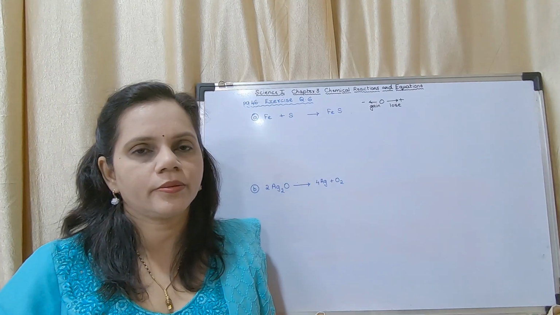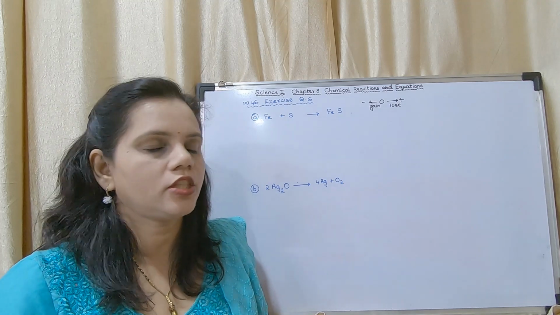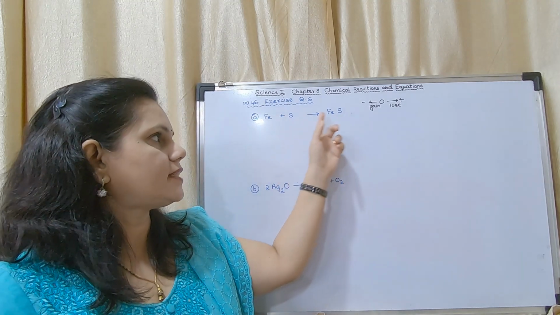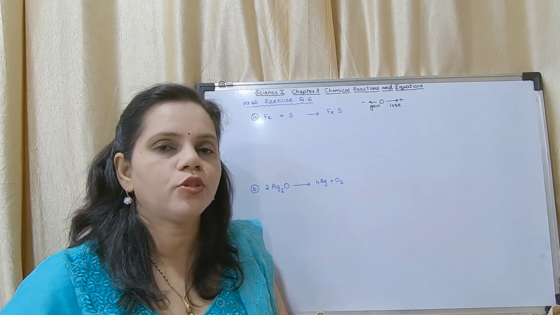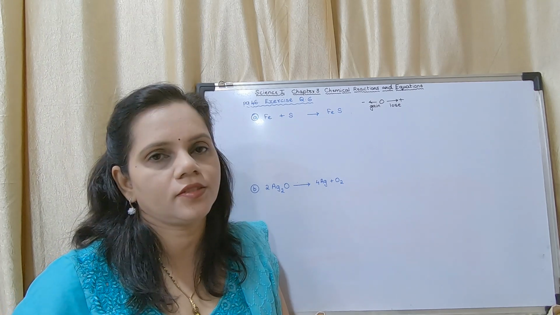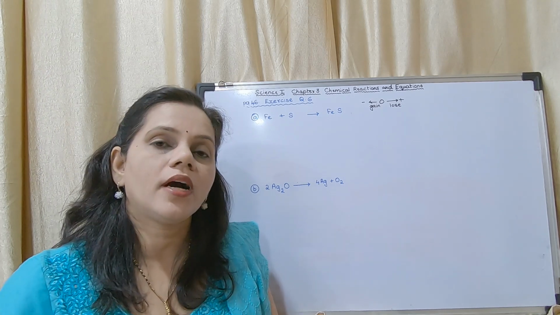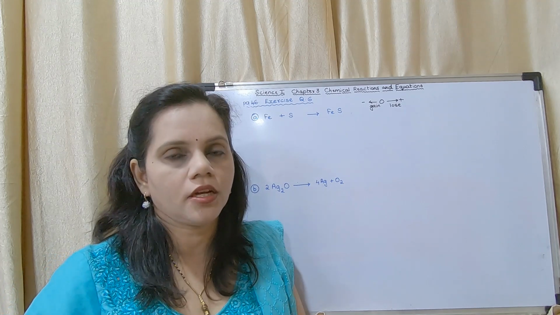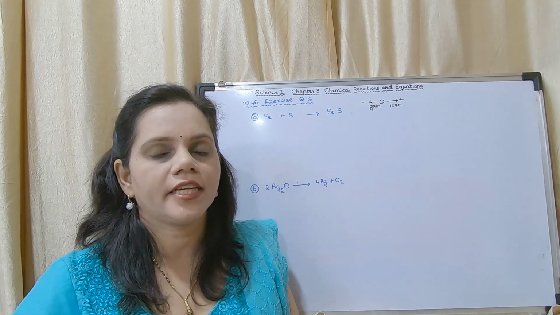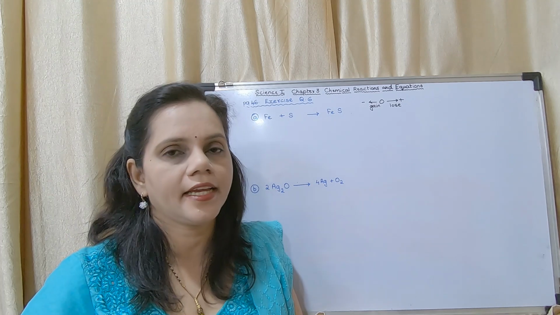So this is the first question, question number 6. In question number 6, Fe plus S gives FeS. You are supposed to write which one is oxidation and which one is reduction. Now according to the definition, oxidation is losing electrons and reduction is gaining electrons.